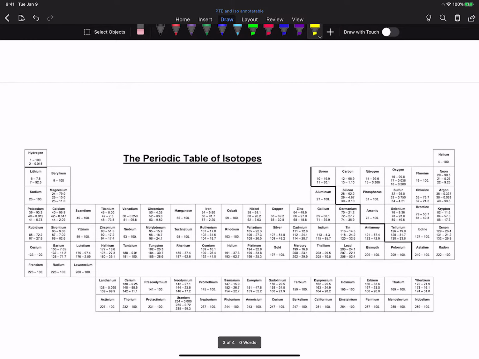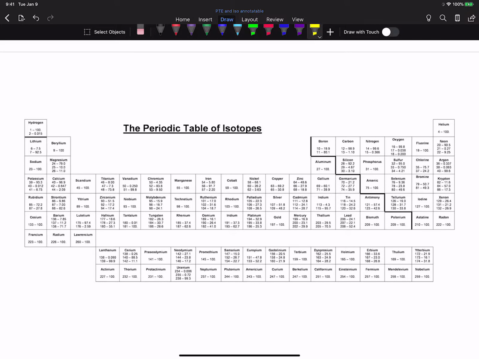Now you also have an isotopic table. The isotopic table is set up much the same way. It has the same basic structure. All the elements are in the same spot. The staircase is there, metals, nonmetals, all of that. But the kind of information in each of the boxes is different.